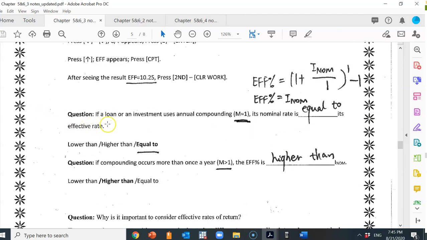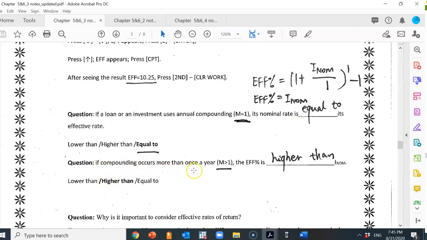Question: if a loan or an investment uses annual compounding, m equals 1, its nominal rate should be equal to its effective rate. When m is 1, our effective annual rate becomes (1 + nominal rate/1)^1 - 1, so it is equivalent to the nominal rate.